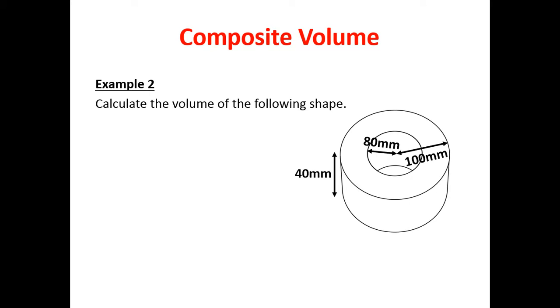Right, let's look at example number 2. Calculate the volume of the following shape. Well, this is that tricky one we saw at the start, where we've got two cylinders, and we're going to cut out a small cylinder in the middle and take it away.